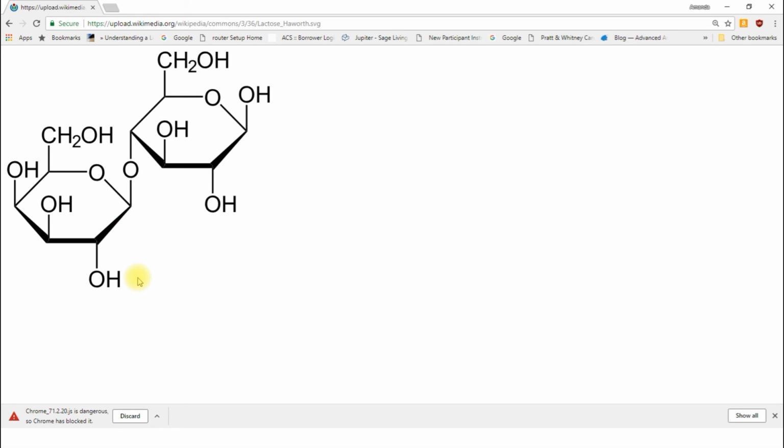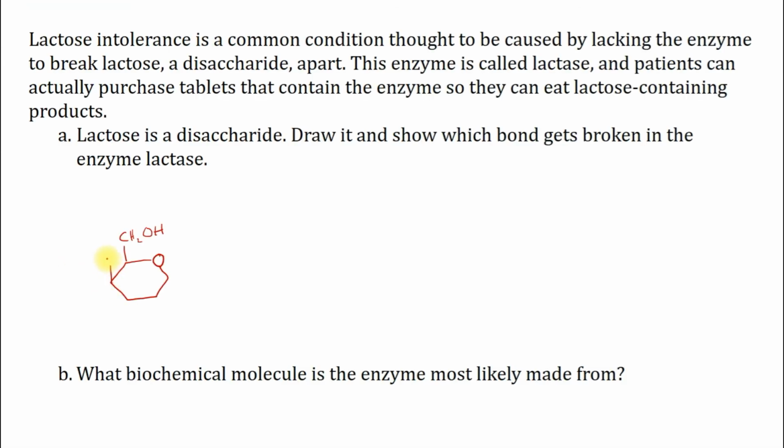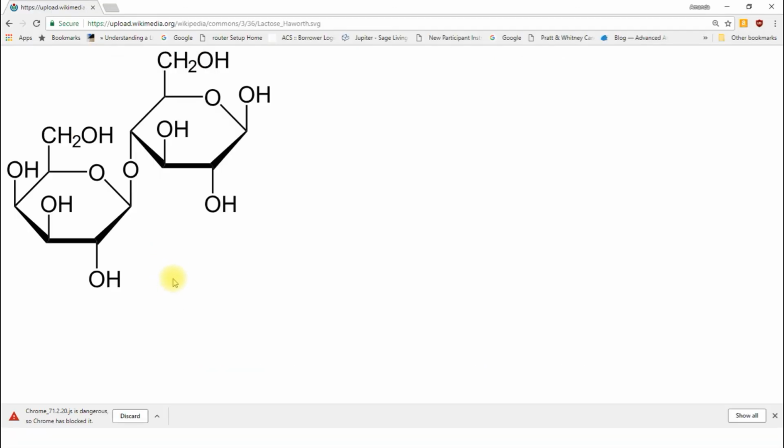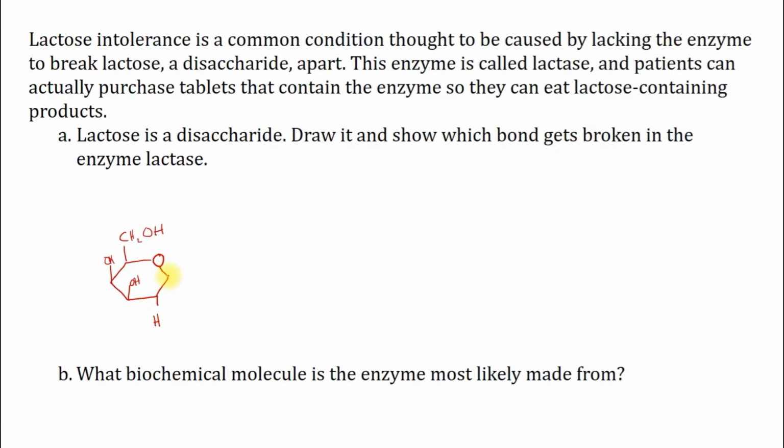And then we've got 2 OHs that go up, and then I think the third one here goes down. So that's the first sugar in lactose. And then we've got this oxygen connection; the disaccharide is connected with an oxygen. So we're going to draw that.